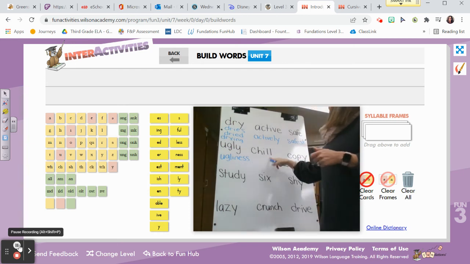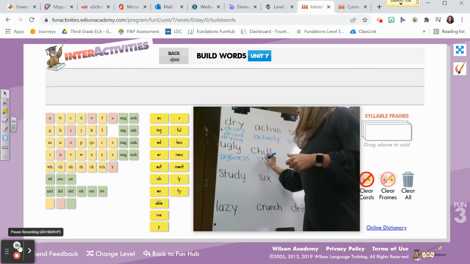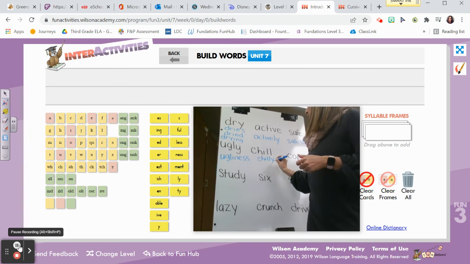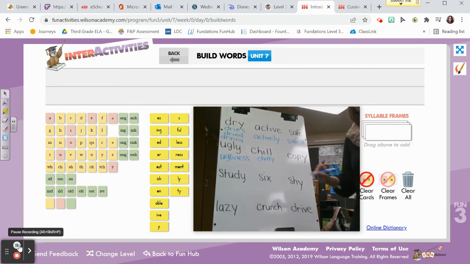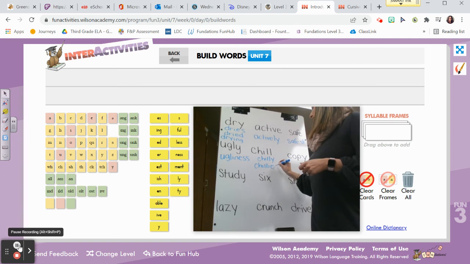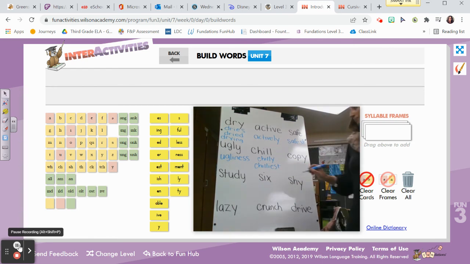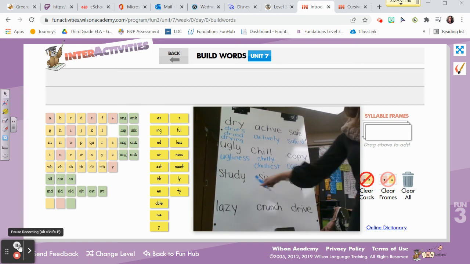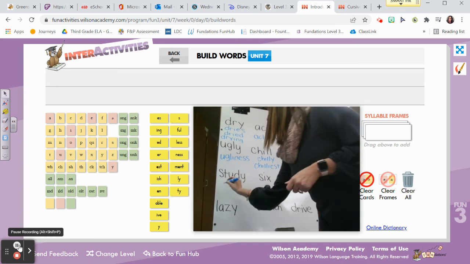Okay. Chill. I could just do chilly, with a Y as a suffix there. Or if I wanted to make two suffixes, I would have to change that Y to an I and do chilliest. Okay, copy, I'm going to put it in the past tense. Copied, change the Y to an I and add ED. Study, I could say I'm doing it right now.